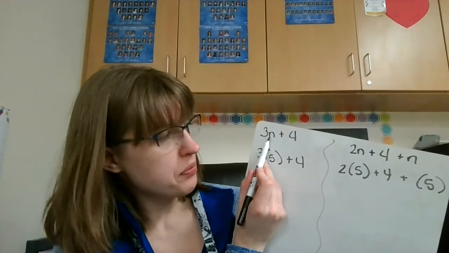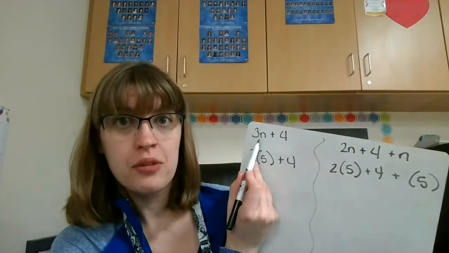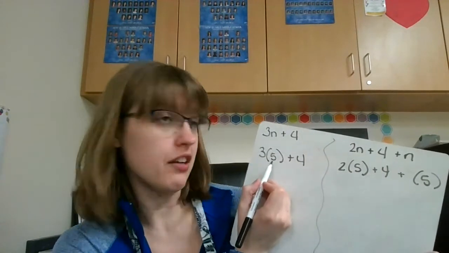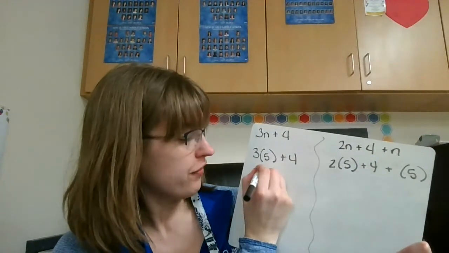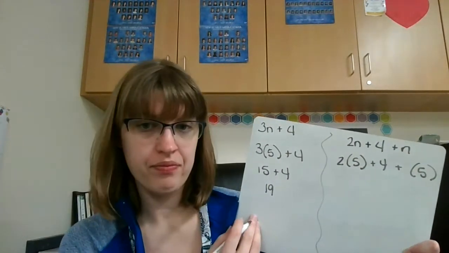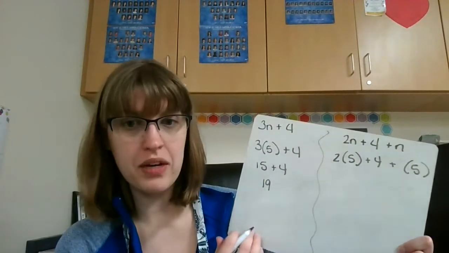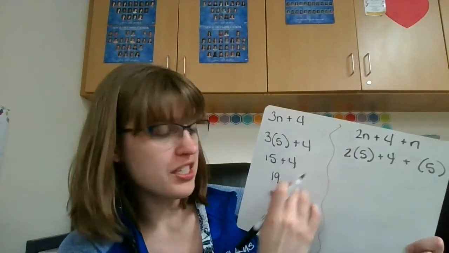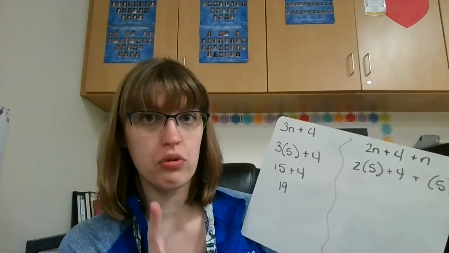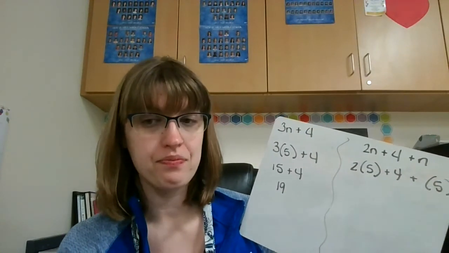Remember that a number and a letter next to each other means to multiply. So this is now 3 times 5 instead of 3 times n. So that's 15 plus 4, 19. Notice I've used the pyramid method in order to show my work. I've rewritten every step. I haven't skipped any. I haven't combined steps. I'm only doing one order of operations at a time.